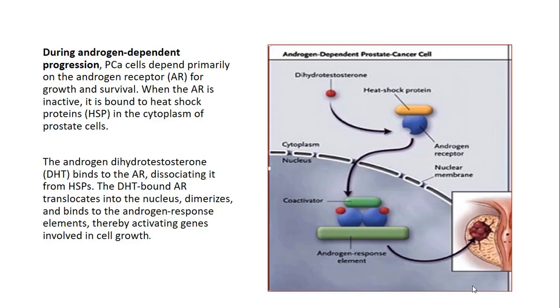In the first one, during androgen dependent progression, prostate cancer cells depend primarily on the androgen receptor for growth and survival. When the androgen receptor is inactive, it is bound to heat shock protein in the cytoplasm of the prostate cell, like here. The androgen dihydrotestosterone binds to the androgen receptor, dissociating it from heat shock protein. The dihydrotestosterone-bound androgen receptor translocates into the nucleus, dimerizes, and binds to the androgen response element.